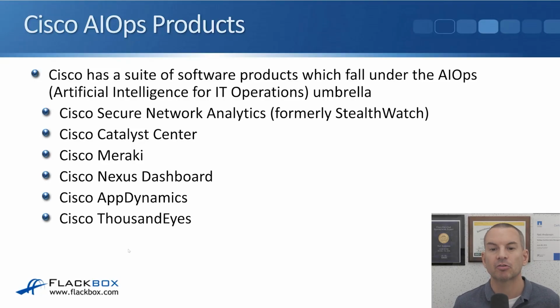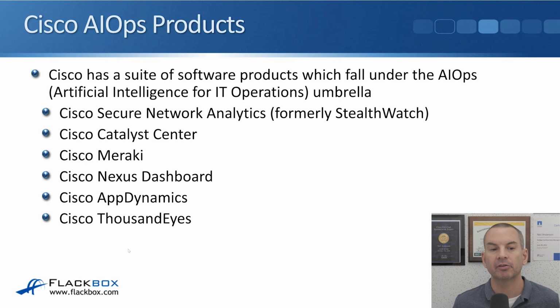AI Ops is a general term which means artificial intelligence for IT operations. Cisco have got a suite of different software products which fall under the AI Ops umbrella, which use AI to aid in network operations. The different products that I will cover here are Cisco Catalyst Center and Cisco Meraki, Cisco Nexus Dashboard, Cisco AppDynamics, Cisco ThousandEyes, and Cisco Secure Network Analytics. So they're all different software products from Cisco which use AI to enhance their features.